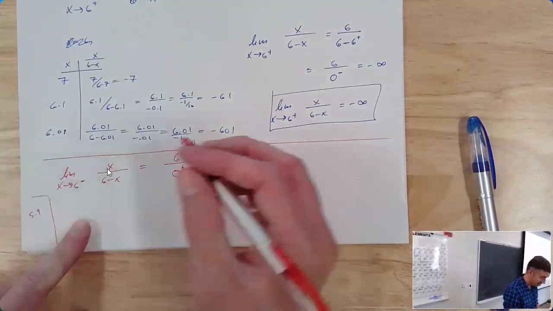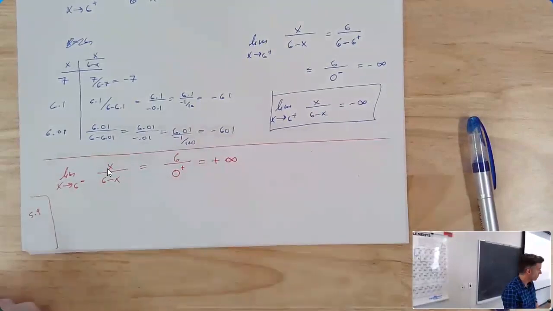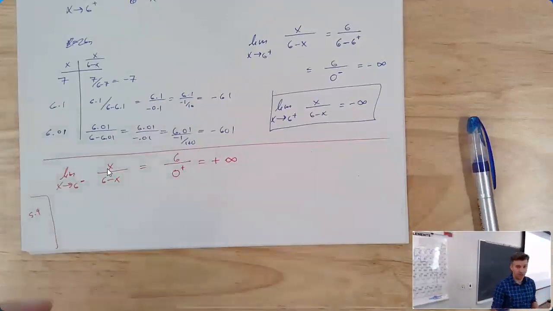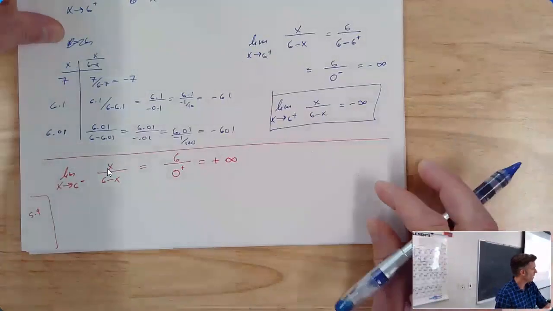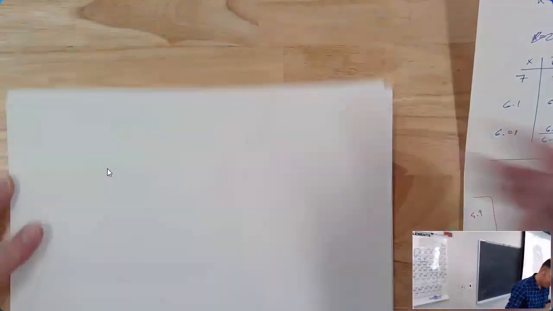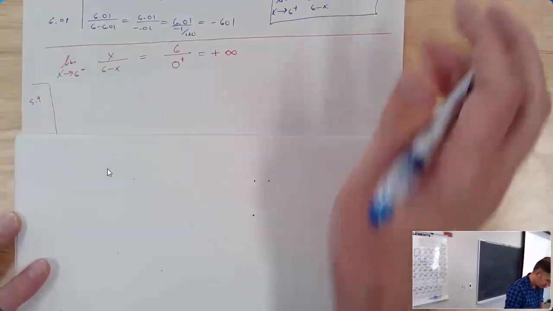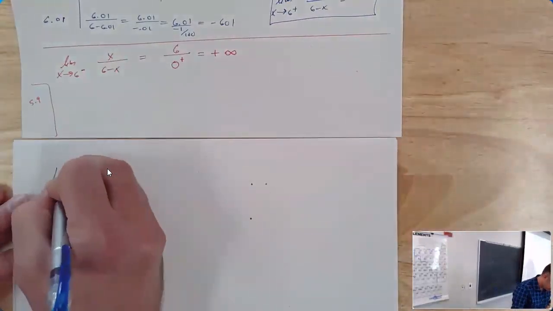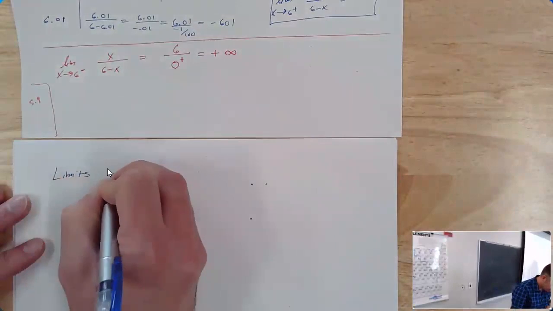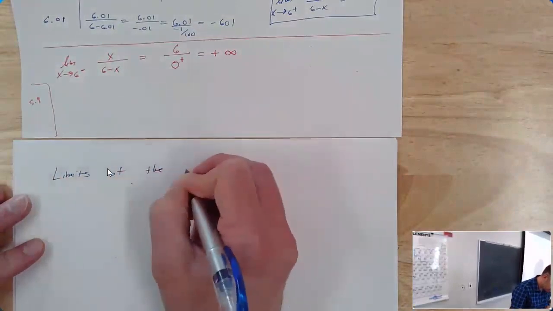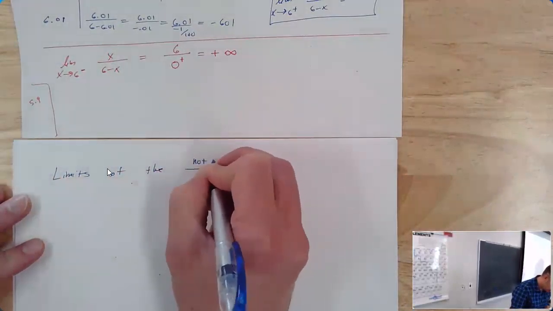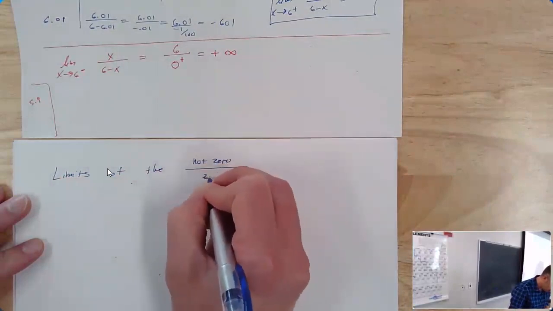Positive what? And this is all the work I think you need to show, unless your professor says you need to do more than that. So here's what I would say about limits of this type. Meaning, if you have a limit, the limits of the not 0 over 0 type.